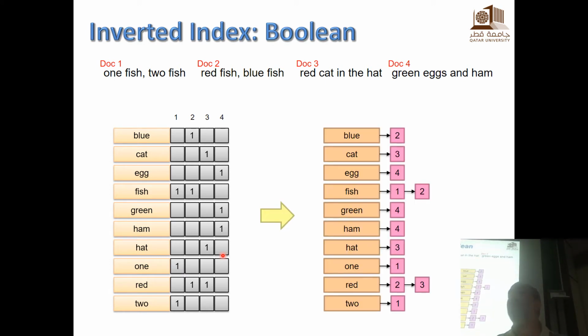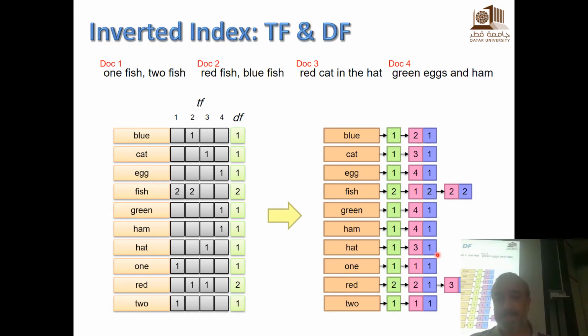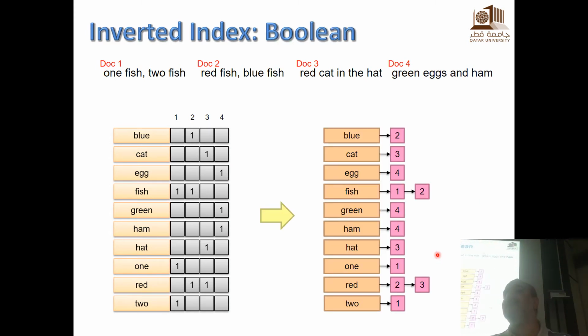So it's better to use, instead of the matrix, what we call linked lists, and in this specific problem, we call them postings lists. Here, instead of having a complete row, we just save the numbers of the documents in which the term appeared. So blue appeared in document number 2 only, fish appeared in 1 and 2, and so on. That would be much more efficient, right? Because we don't need to keep track of the documents that don't have this term.